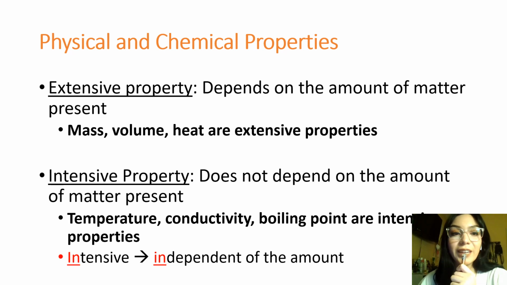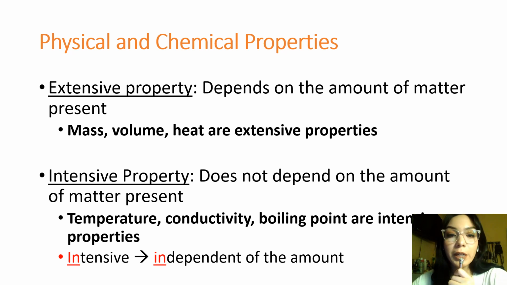So these are some final classification type things about physical properties. So extensive properties. These are properties that depend on how much you have of the substance that you're looking at. So things like mass, volume, and heat are all extensive properties. So the more matter you have of something, of course, the more mass you're going to have, the more it's going to weigh. Just think of it that way. If you have more mass, it's going to take up more space, so it takes up more volume.